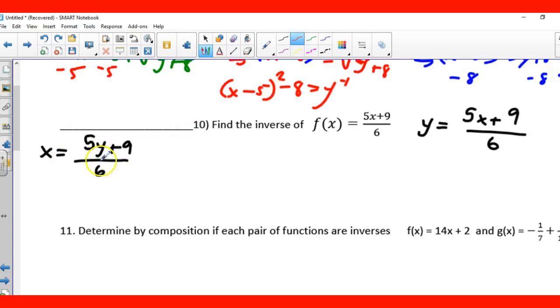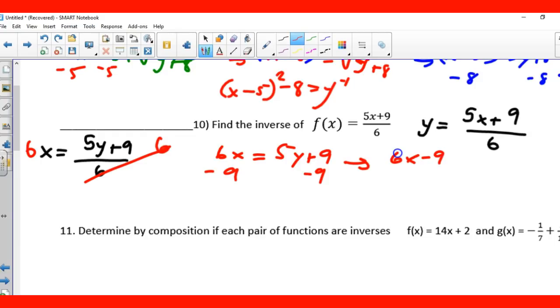So the first thing I want to do here is see this 6 is in the denominator. If I multiply by 6 on both sides, this is no longer there, it cancels out. So I have 6x equals 5y plus 9. And then from there, I can subtract 9 on both sides. So that gives me 6x minus 9 equals 5y.